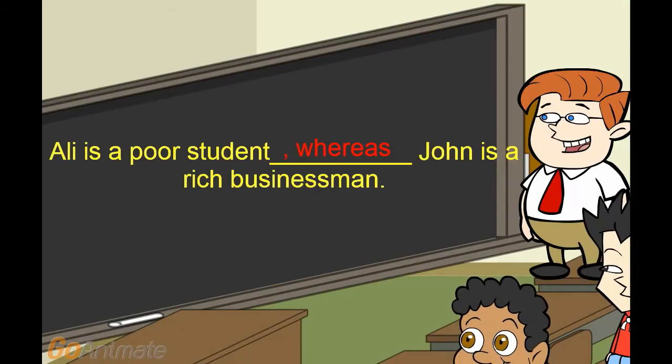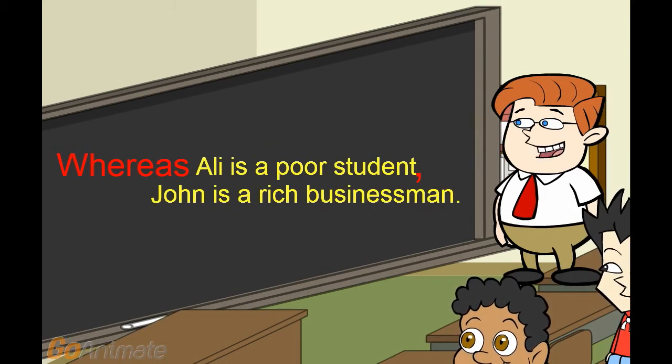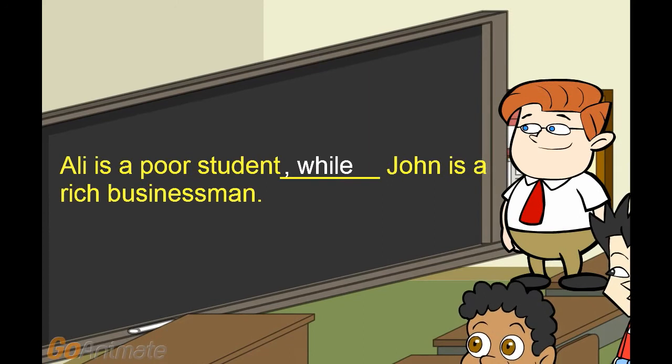Here is an example. Ali is a poor student, whereas John is a rich businessman. We can also use whereas to begin the sentence. We can also use while instead of whereas. We use a comma before while as well.